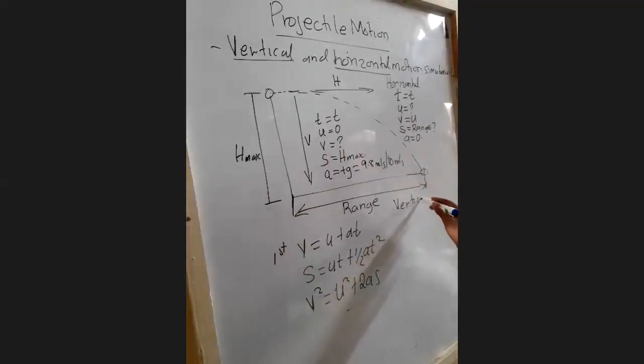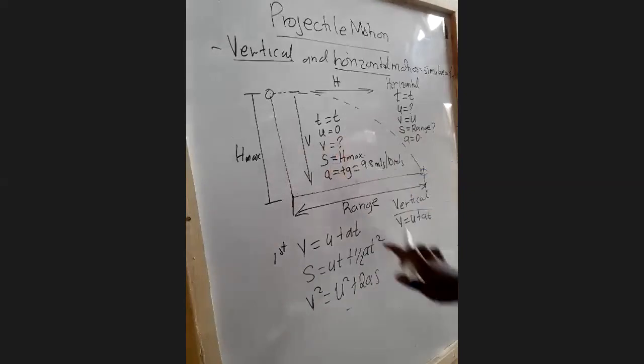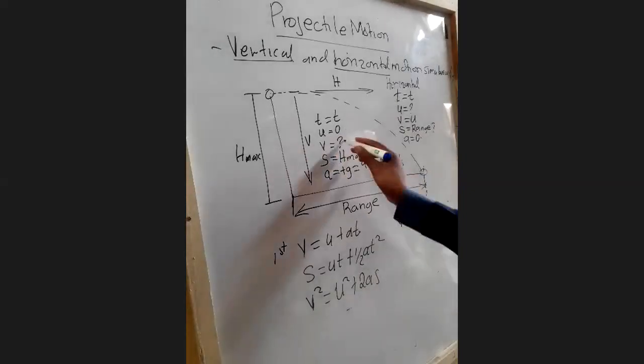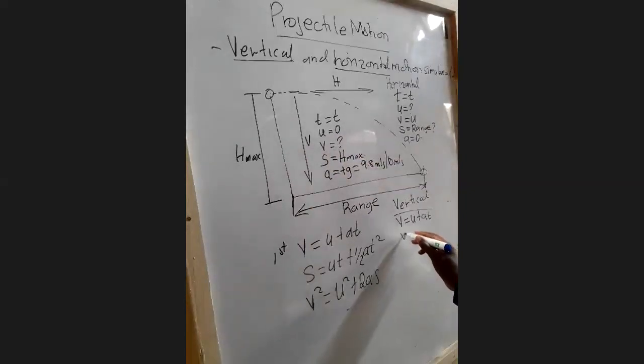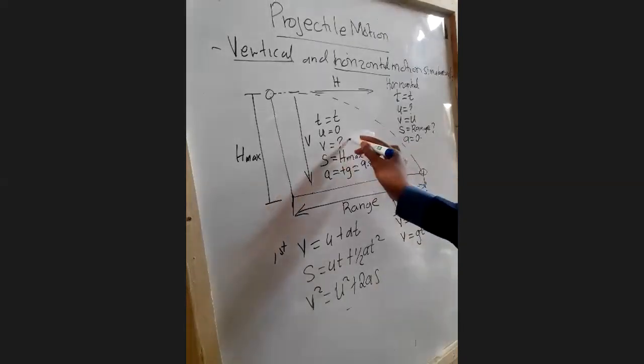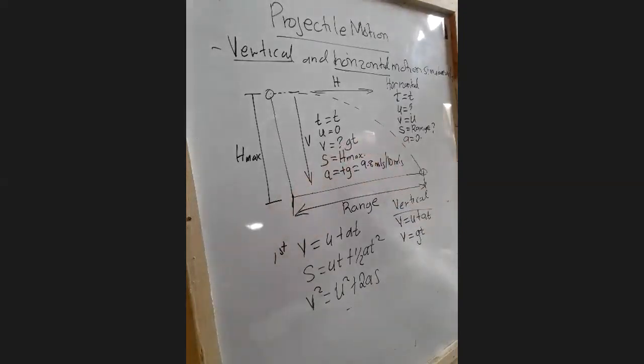For vertical motion, if we use equation 1, which is v is equal to u plus at, then we know our initial velocity is usually 0. It means that our final velocity can be found by v is equal to at, since u is 0, and a we know is g, so that is equal to gt. The final velocity can be found by gt, as long as you know the time.